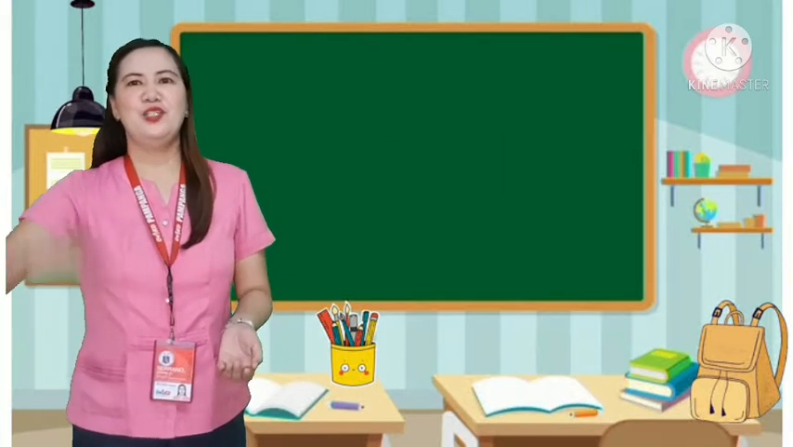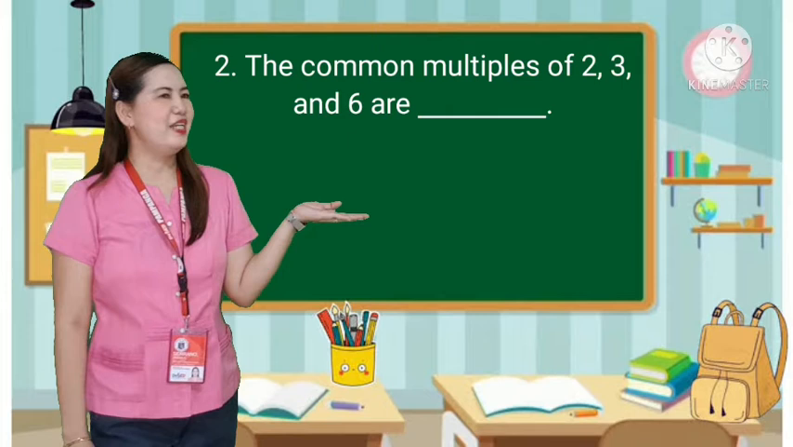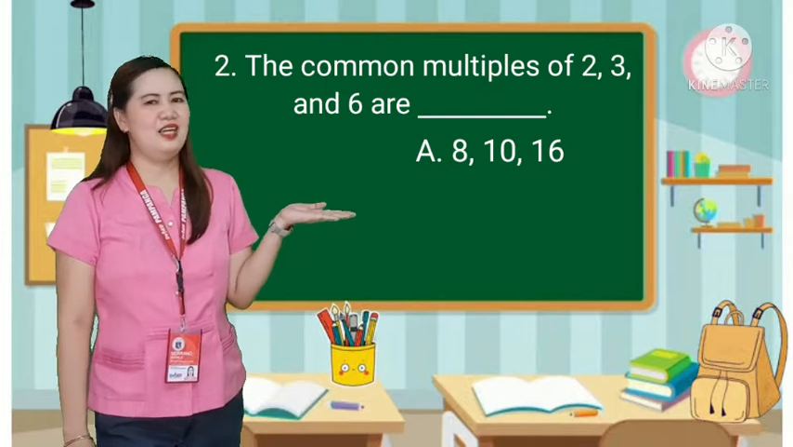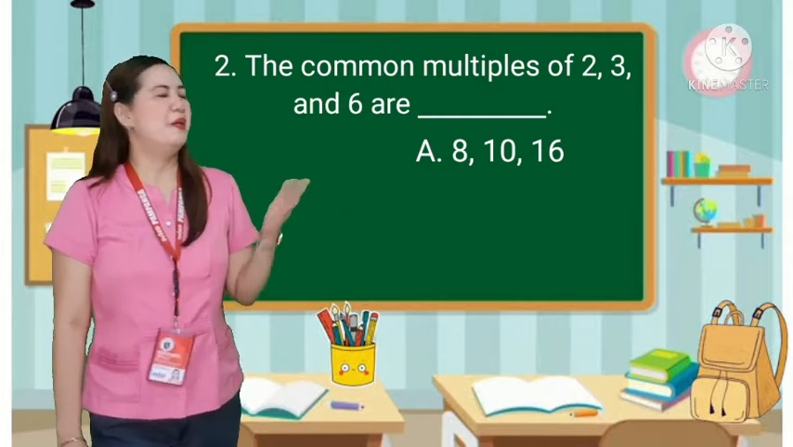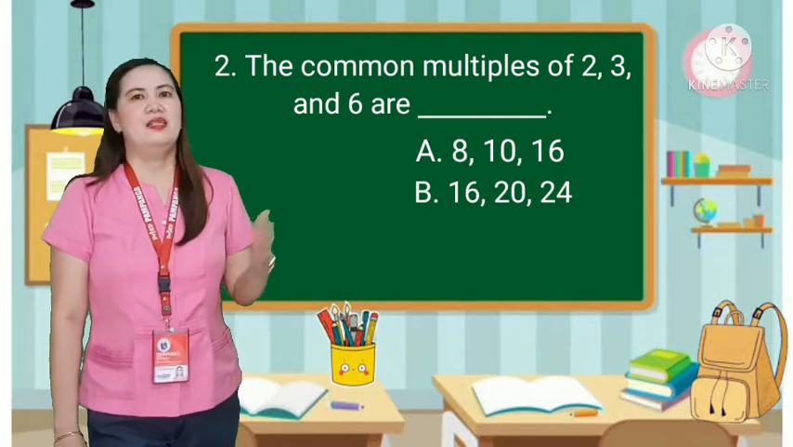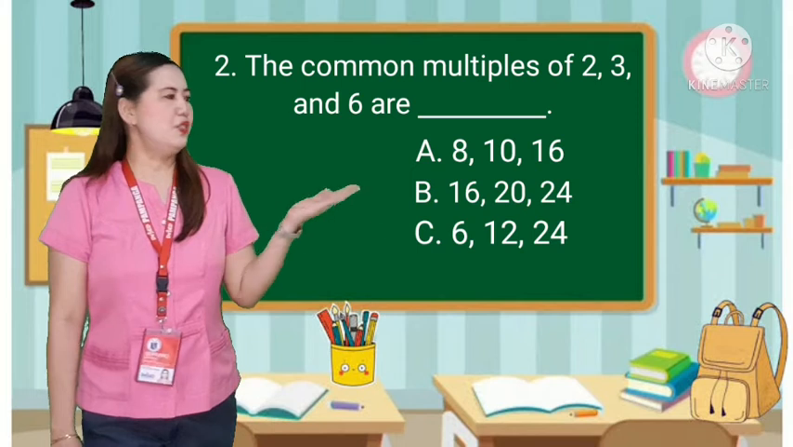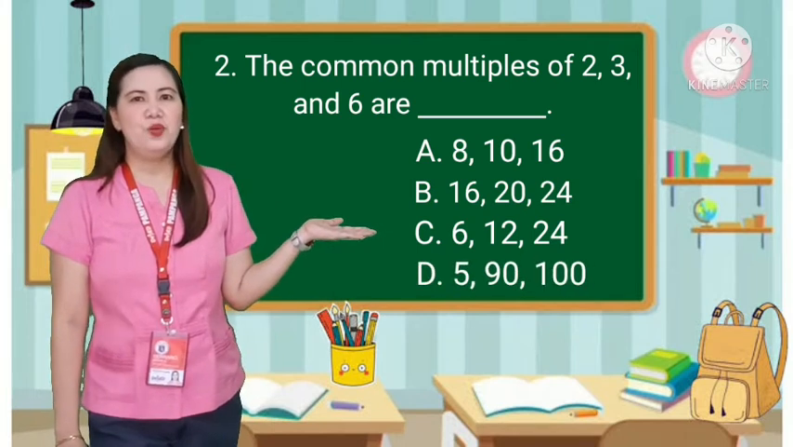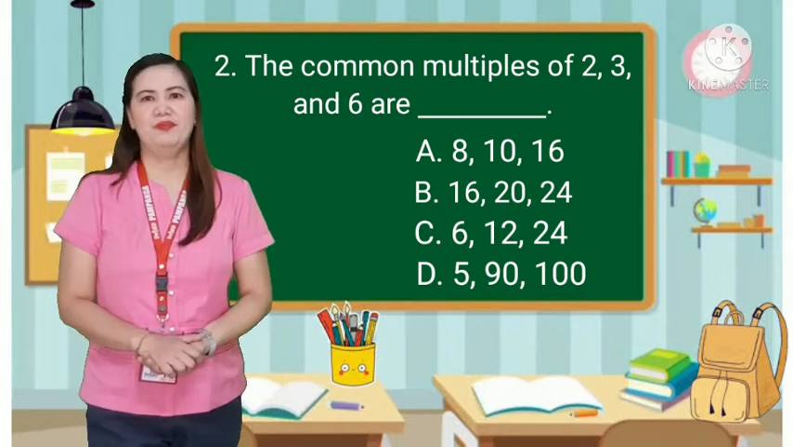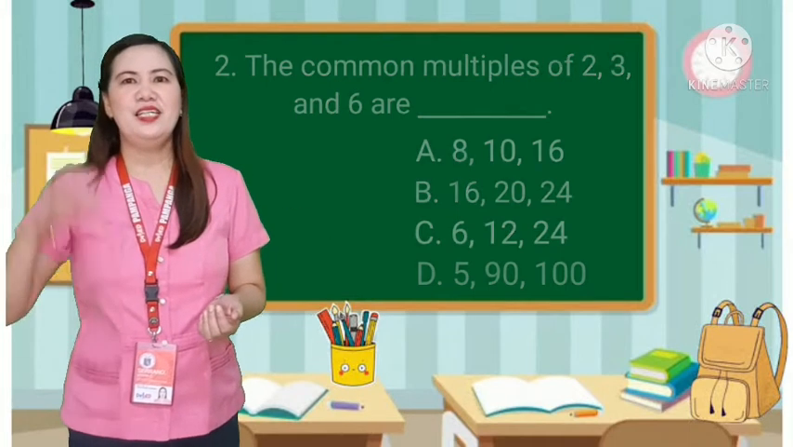And now, let us proceed to number 2. The common multiples of 2, 3, and 6 are: A. 8, 10, 16. B. 16, 20, 24. C. 6, 12, 24. And letter D. 5, 90, 100. What's your answer? Okay, the answer is letter C.